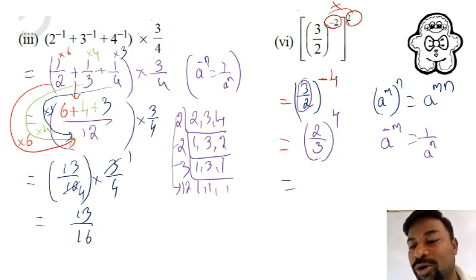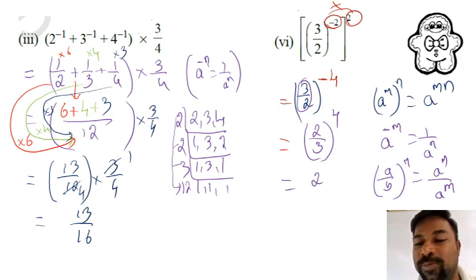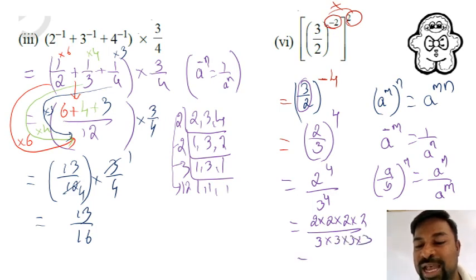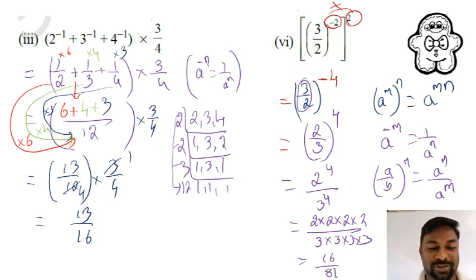Now, as you all know, a by b whole to the power m equals, we have to take the power to both. It's nothing but a to the power m by b to the power m. So 2 to the power 4 by 3 to the power 4. Now let us simplify. 2, 4 times we are multiplying, and here we are multiplying again 4 times. So what is that? 2 twos are 4, 8, 16 by 81. This is the way we are going to simplify.